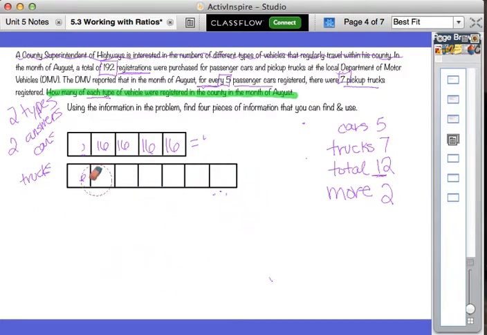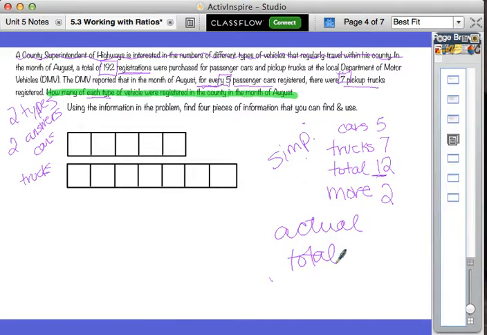There we go. About my ratio. Again, here I need to know that this is my simplified information for my simplified ratio, and then my actual information is that I have a total of 192.